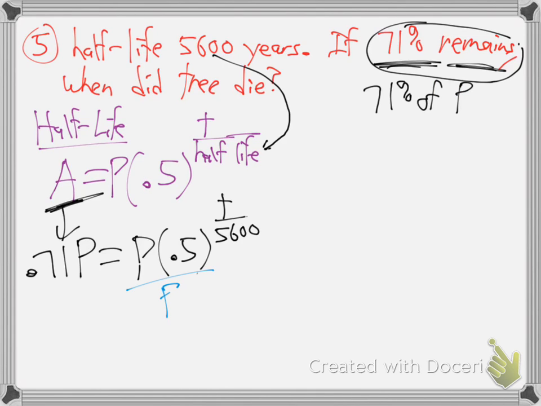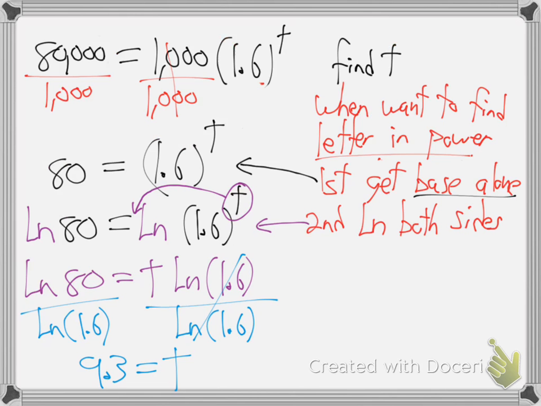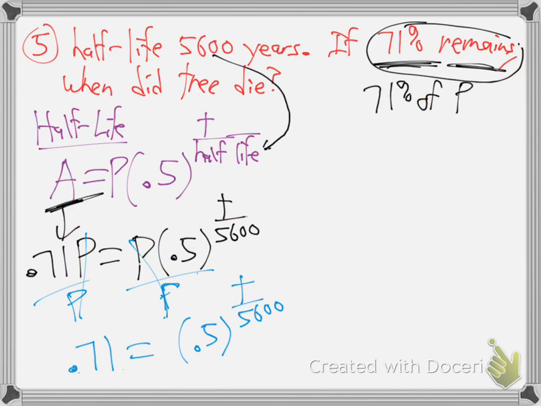Okay, now we can divide by the P. Just drop off the P on both sides. So we get 0.71 is 0.5 to the T over 5,600. Now I want to solve for T. What did we learn right back here? When you want to find the letter in a power, first get the base alone and then ln both sides.